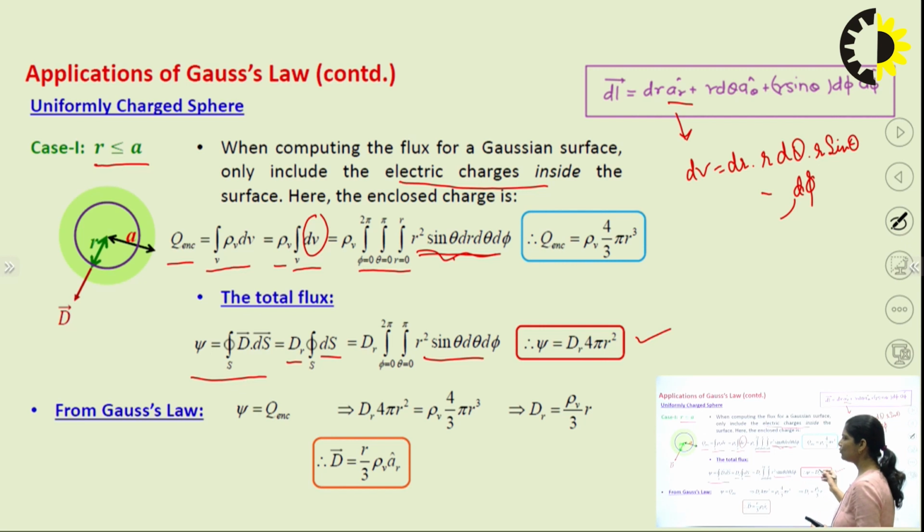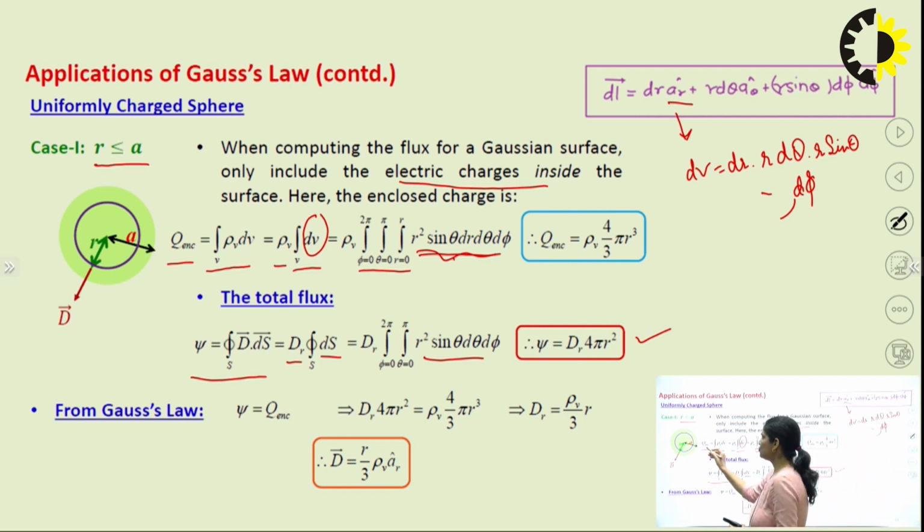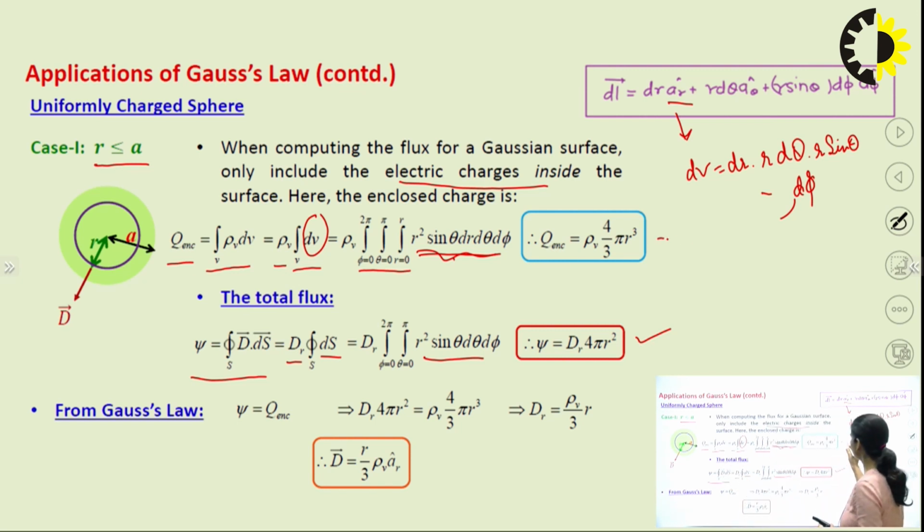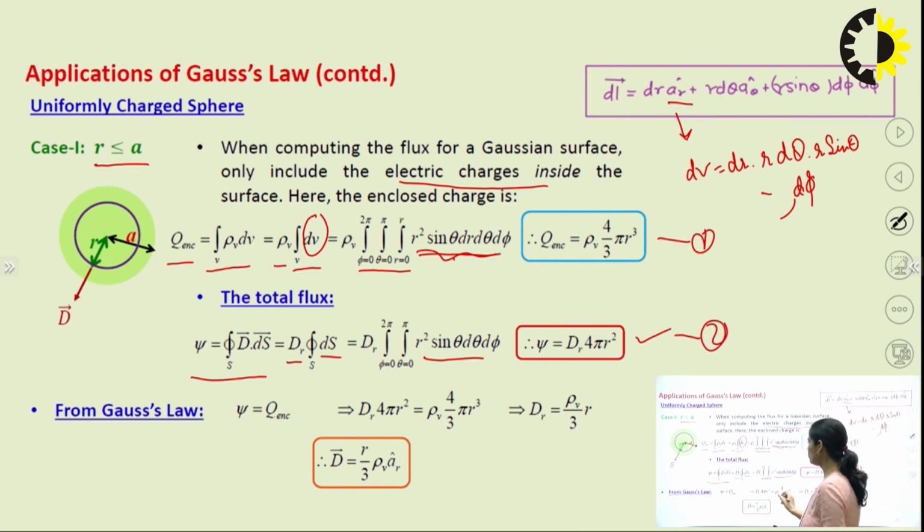Now, as you all know from Gauss's law, the charge enclosed is equal to the closed integral of D dot dS. So put all these values, equation 1 and equation 2, and both are equal to each other. Now, putting all these values, you can find D, the electric flux density, that is equal to r upon 3 rho V unit vector of r. This is the final D.